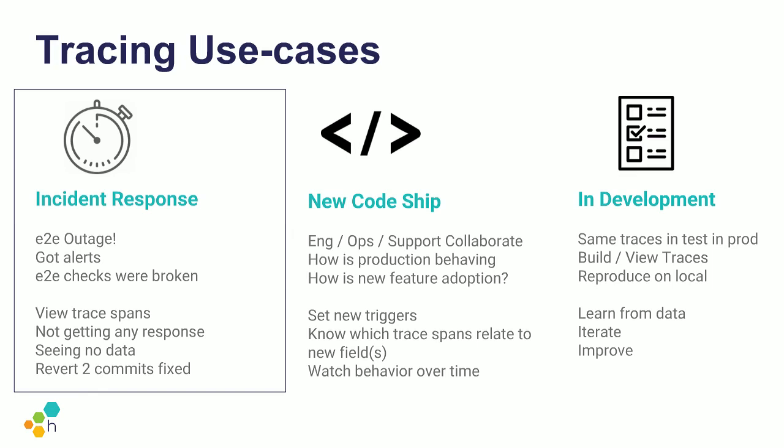The other areas are whenever new code ships into production, so understanding how it's behaving, making sure it's doing what you think versus unexpected behavior that could impact users. And then in development, a lot of people don't think about using tracing and even observability in development, but it is so valuable because you can really see what's happening and understand that your system is behaving as you expect. So Ben, do you want to take us through the end-to-end incident you went through?